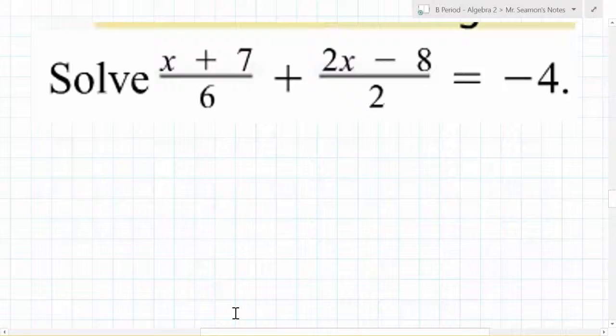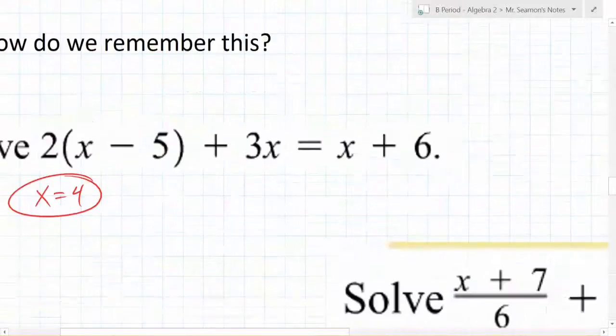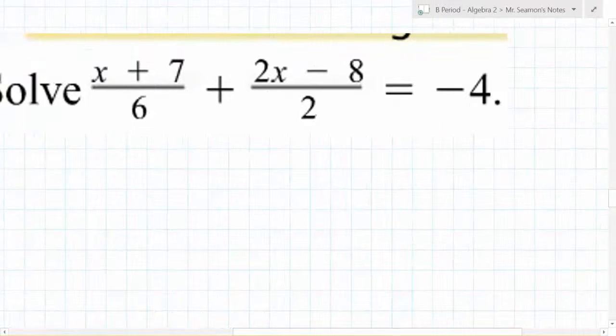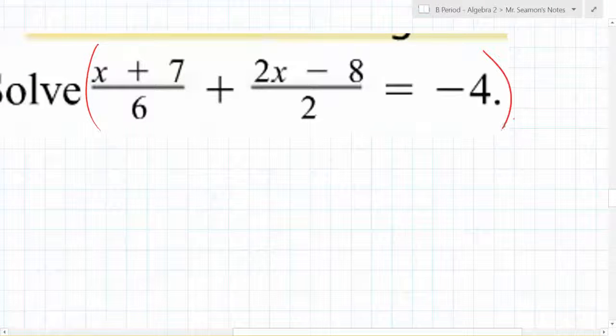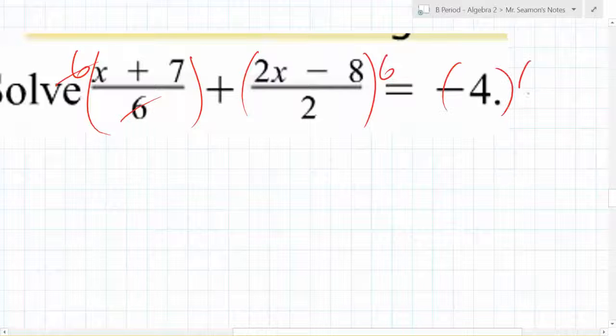Can somebody tell me what the first step is? Remember, it's clear fractions or decimals, right? So if we wanted to clear the fractions on this, what should we multiply everything by? 6, because that 6 is the least common denominator, right? What happens, everybody, when you multiply 6 by this fraction right here? It cancels out. But if you multiply one thing by something other than 1, you have to multiply everything. So this gets multiplied by 6, and so does this, right?